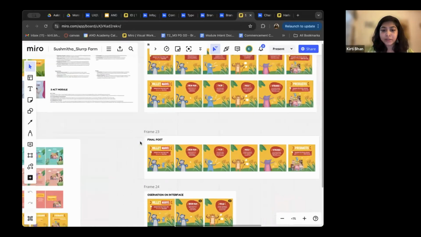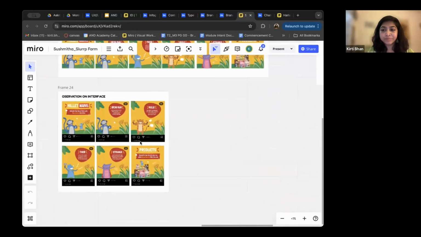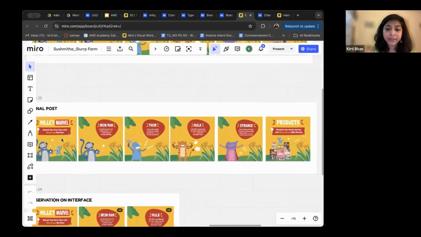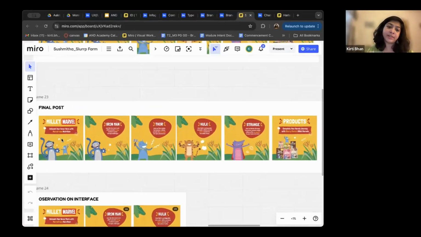And I'll take you to the final one. This is the final post, the carousel post, which she created to promote millets, like information on millets. And her target audience was young parents.